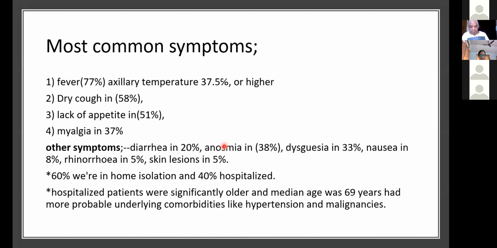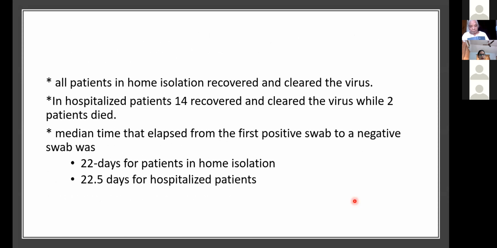60% were in home isolation, 40% were hospitalized. Hospitalized patients were older than 69 years of age. All the patients in home isolation recovered and cleared the virus. In hospitalized patients, 14 patients recovered and cleared the virus, while 2 patients died. The median time that elapsed from the first positive swab to a negative swab was 22 days for patients in home isolation and 22.5 days for hospitalized patients.